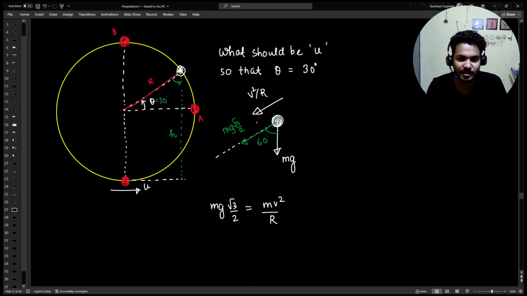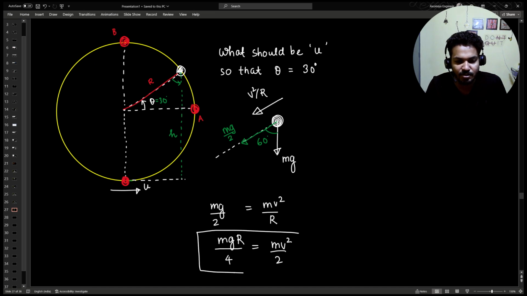Oh yeah, sorry, it should be mg by 2. My bad, sorry guys. mg cos 60 is mg by 2. I'm amazed how I made this mistake. Okay, so if I continue this, multiply this with r and divide by 2. So this becomes mgr divided by 4, and on the right hand side it becomes mv square by 2.